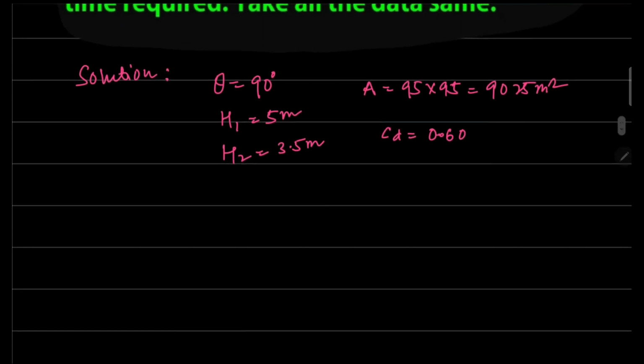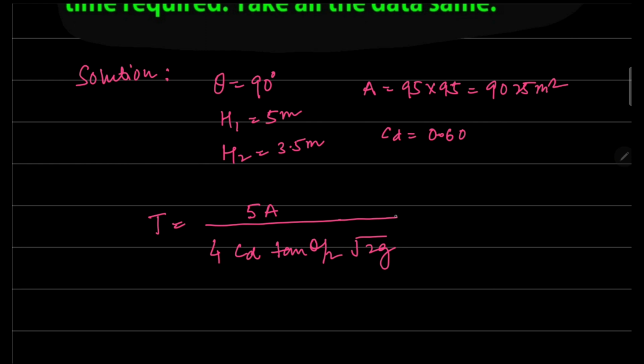So we will use all the data available in the formula for the time required to empty a reservoir with a triangular weir. So T is equal to, instead of 3a it will be 5a divided by 4 times CD multiplied by tan theta by 2 multiplied by under root 2g, and then 1 over h2 raised to the power 3 by 2 minus 1 over h1 raised to the power 3 by 2.